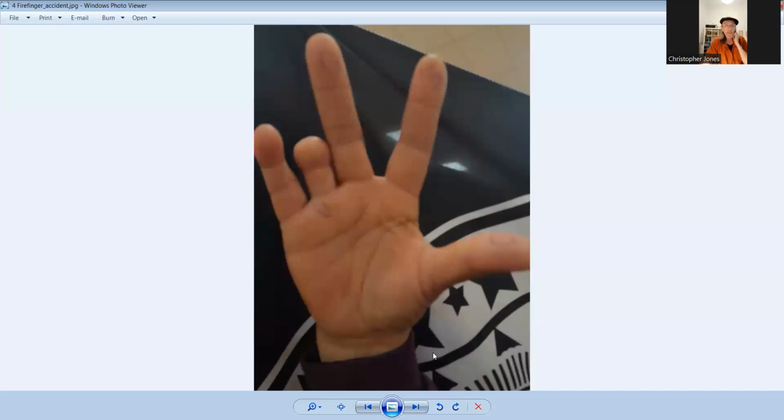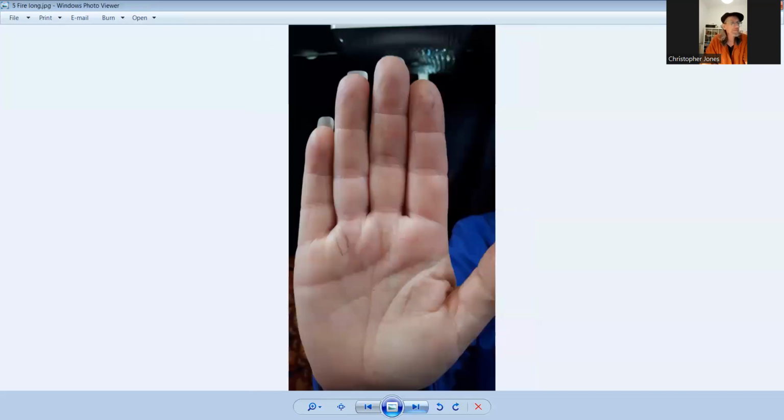Oh, and here's somebody else who's been careless with machinery. This is a woman who had an accident with a bandsaw when she was a child. So again, this is an amputation or an accident, not a significant chirological feature, shall we say.